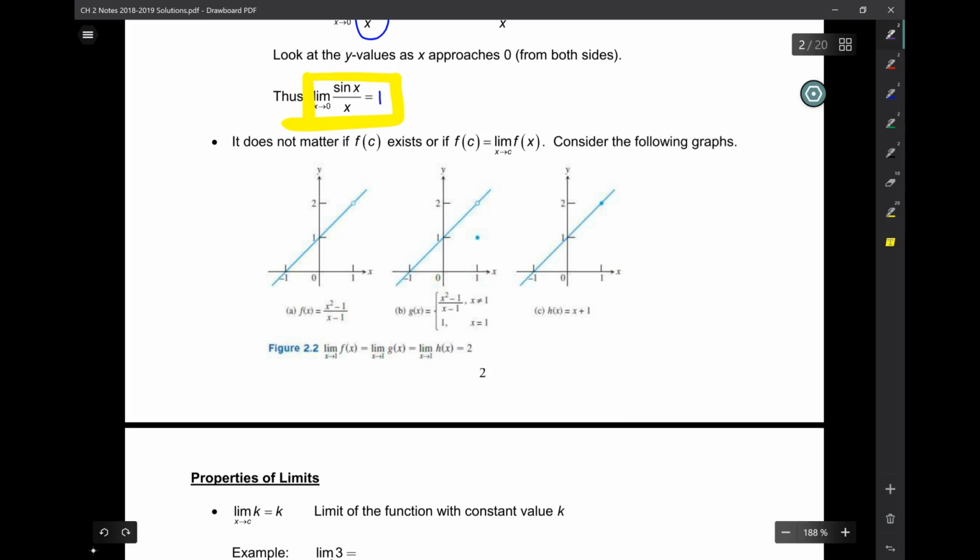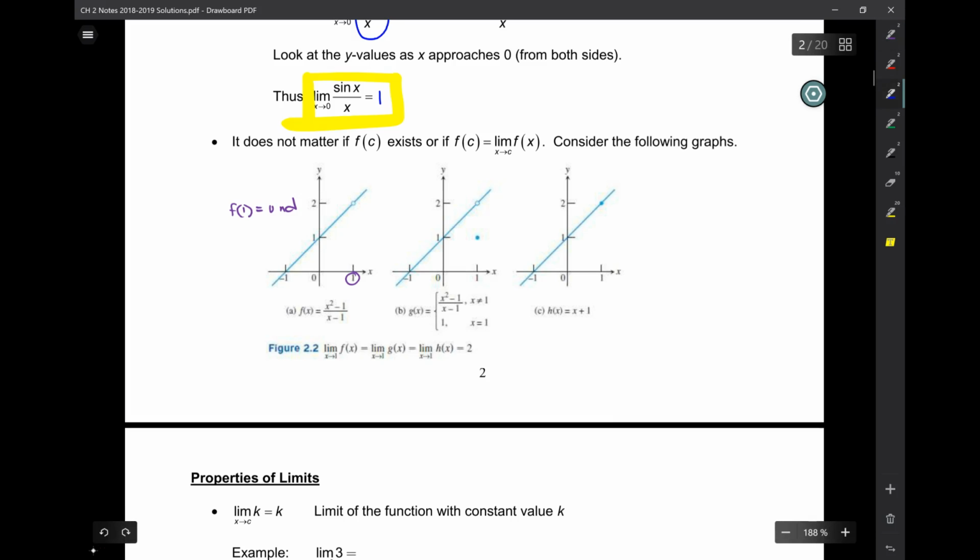Okay, so take a look at these 3 examples here. Look at this. At x equals 1, what's f of 1 for that function? Who said undefined? f of 1, it's undefined. There is no graph at 1. At x equals 1, there is a hole. There is nothing there. f of 1 is undefined.